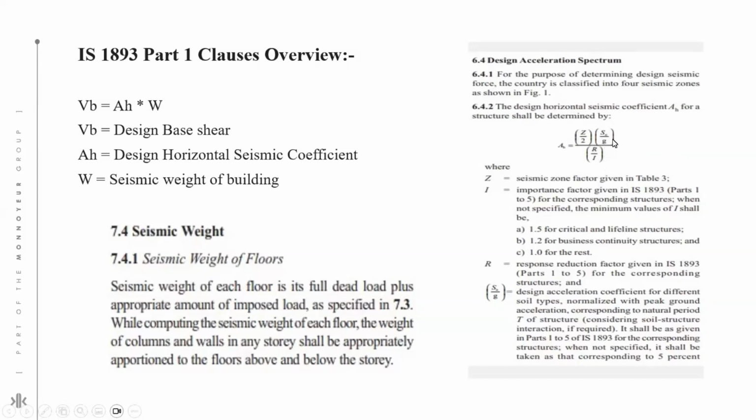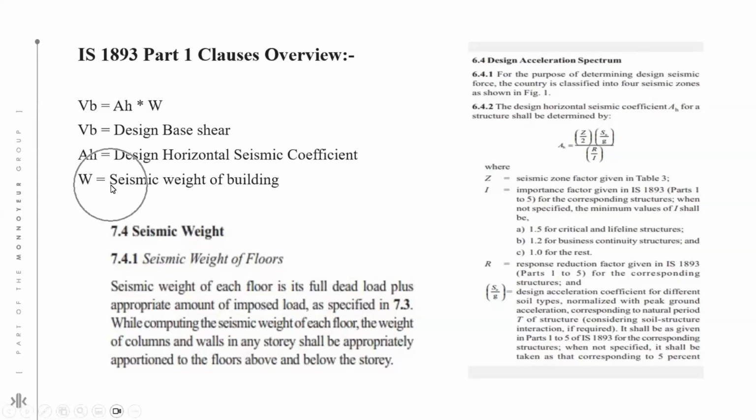Sa/g depends on the soil factor, whether the soil where you are creating your structure is medium or hard, it depends on the soil type. R upon I, where I is the importance factor, depends on the type of the building. If you are going to create a commercial building, then the importance factor will be different. If you are going to create an important building like hospitals, then the importance factor would be more. So it depends on the type of the building which you are going to create. And R is the response reduction factor, which we will see when I move to the software part.